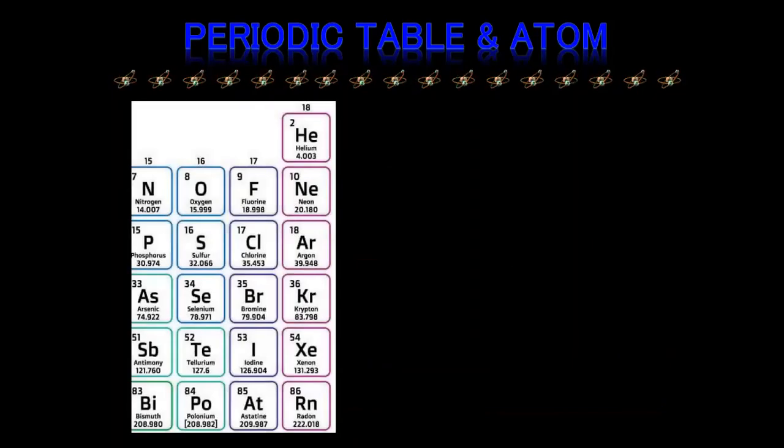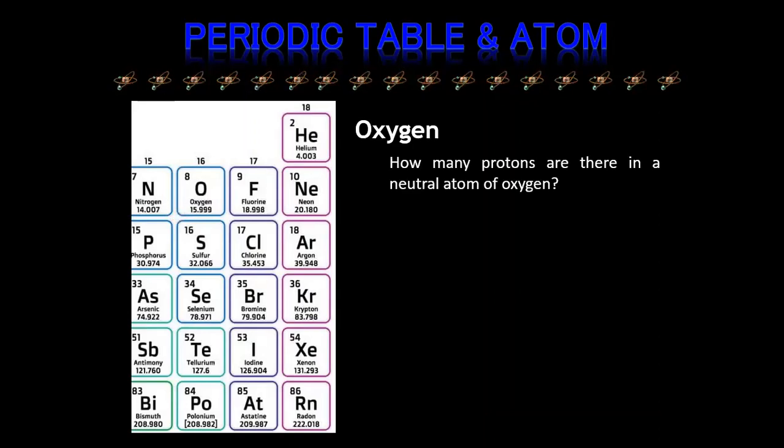Okay, now, let's try to exercise our brains. Okay, so this is oxygen. O is the symbol of oxygen. And the question is, how many protons are there in a neutral atom of oxygen? Well, for oxygen, this is the atomic number, and the atomic number is also the number of protons in the nucleus. So therefore, every atom of oxygen has 8 protons in its nucleus.